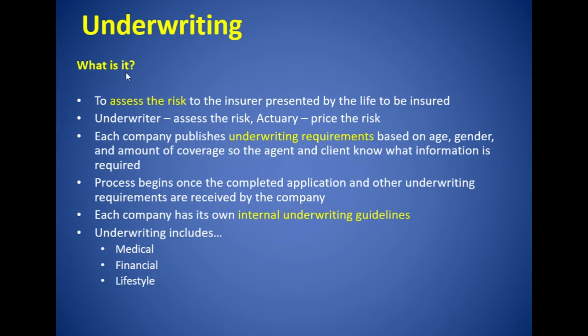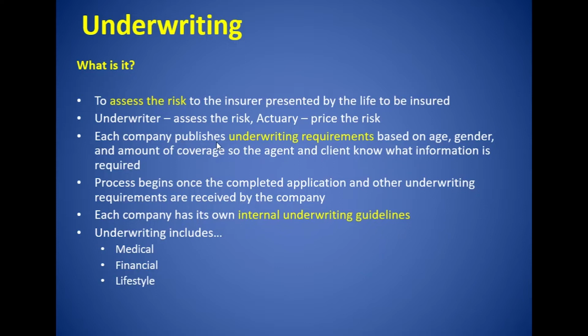So, what is underwriting? Well, as I said, simply it's the insurance company's ability to assess the risk that they would be accepting if they offered this individual insurance on their life. So the underwriter is the individual who actually does the assessing of the risk, and an actuary is the individual or the career whereby their job is to actually price that risk, to come up with the rate. So your underwriter determines whether the company is willing to accept the risk. The actuary will price the risk.